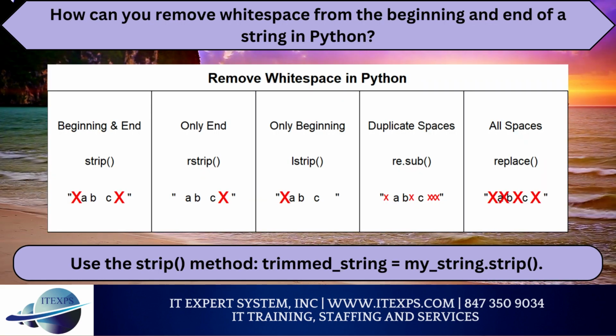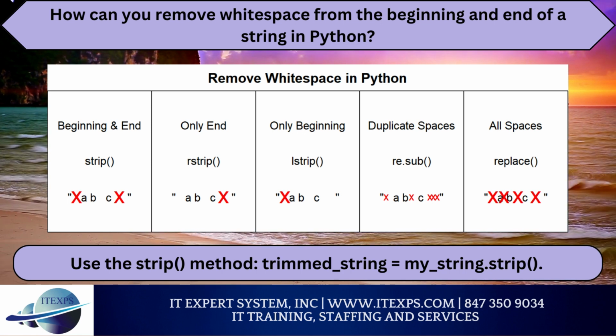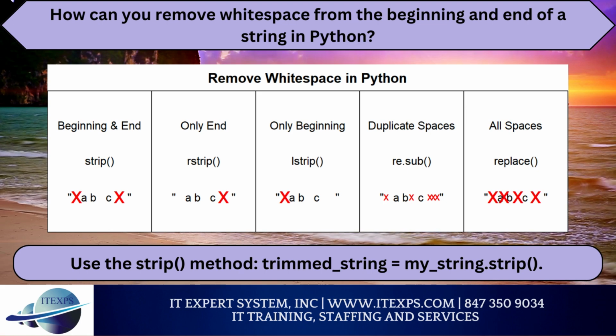How can you remove white space from the beginning and end of a string in Python? Use the strip method: trimmed_string = myString.strip().